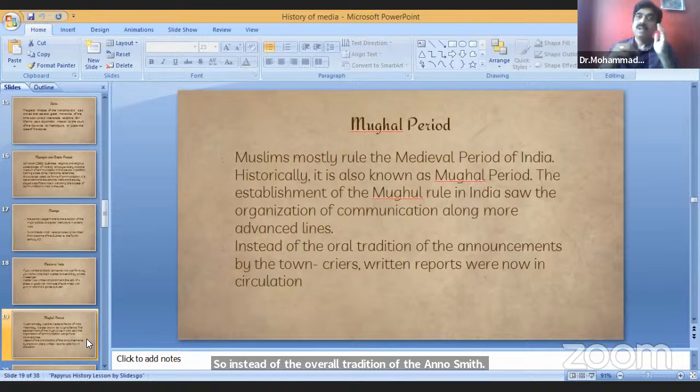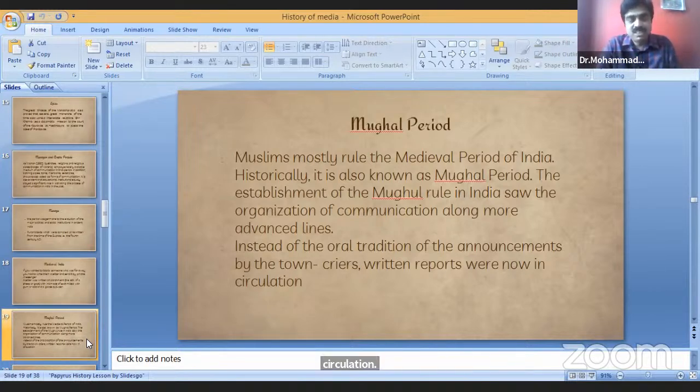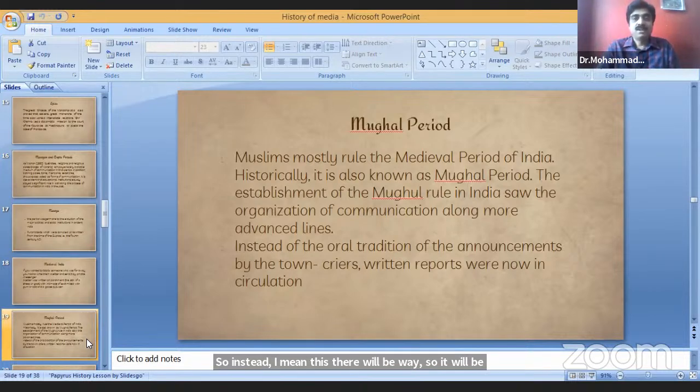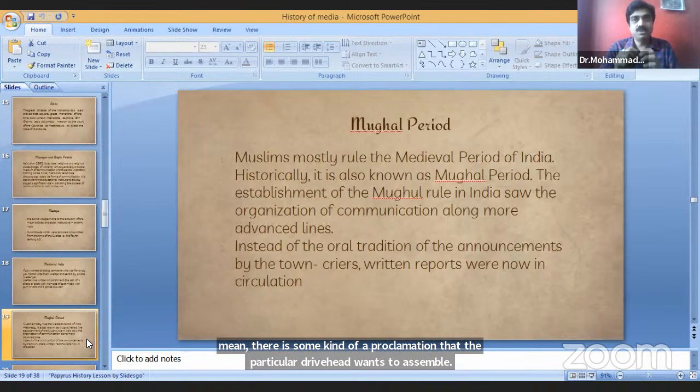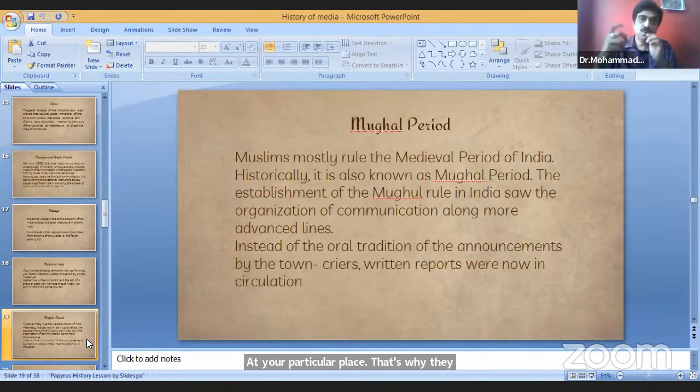Even for a proclamation or any information you wanted to deliver, in South Africa, for example, they would ignite a fire so that the smoke went up in the air. The people would identify the signal: a proclamation that the tribe head wanted them to assemble at a particular place. That is why they would ignite the fire and the smoke, and the people would identify the smoke and assemble.